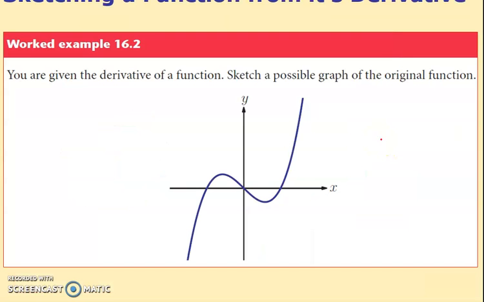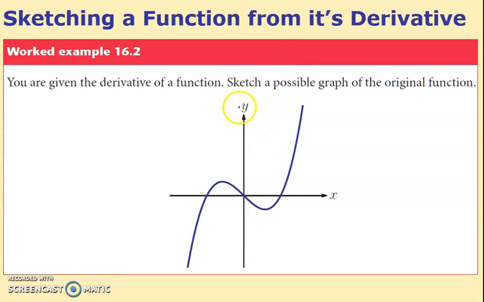Here's another example. It says you're given the derivative of a function. That's all right, I see what it means now. So what it's basically saying, this is the derivative graph. And it actually wants me to sketch a possible graph of the original function. Notice it says a possible graph. There's more than one possibility. So let's try and work backwards, which I think is what we need to do, and draw the original y graph, y and x.